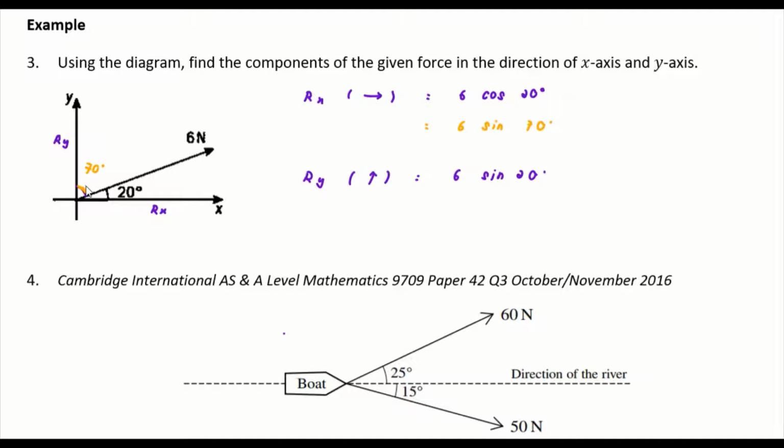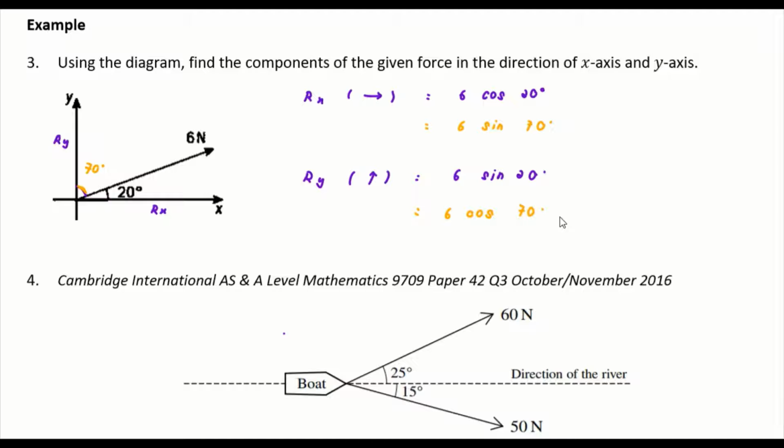Similarly, when you look at y here, although you are finding y, you cannot always do sine, because now 70 touches this line. So that's why we do 6 cos 70. And these two will give you the same value. Okay, so I hope that you understand how the whole thing works.